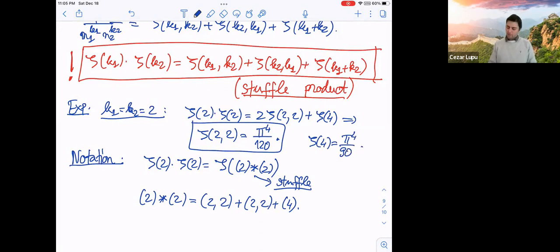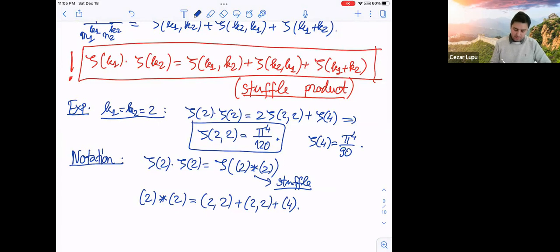And zeta of 2 is pi squared over 6. So, okay, this is one way to obtain linear relations among double zeta values. Let's stick to double zeta values, because there is another interesting way to obtain relations. And in fact, this goes back to Leibniz.